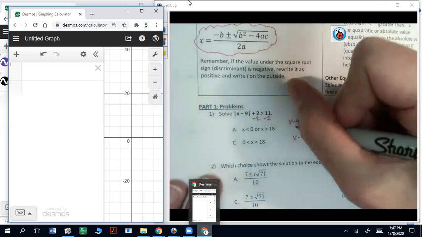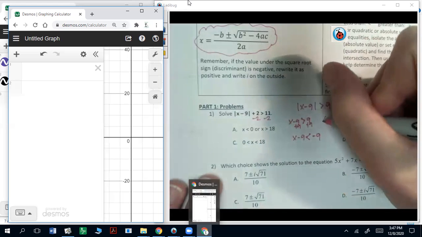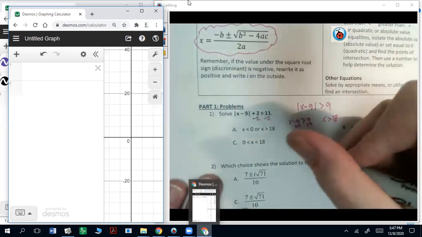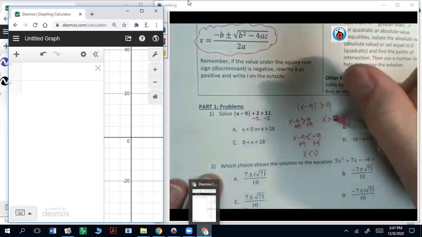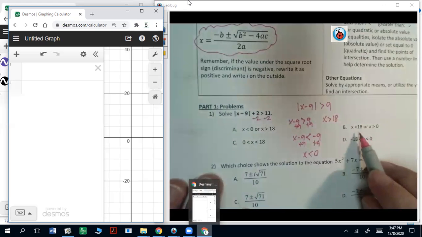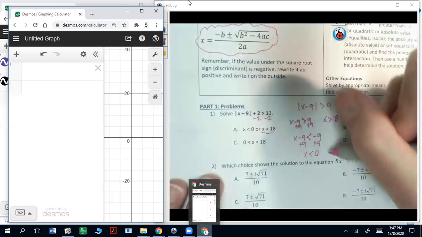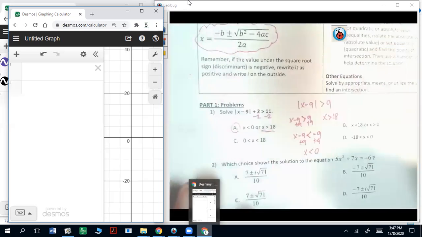Then you solve. So you add 9. So x is greater than 18. Add 9. x is less than 0. So x is greater than 18, or x is less than 0. That's going to be A.